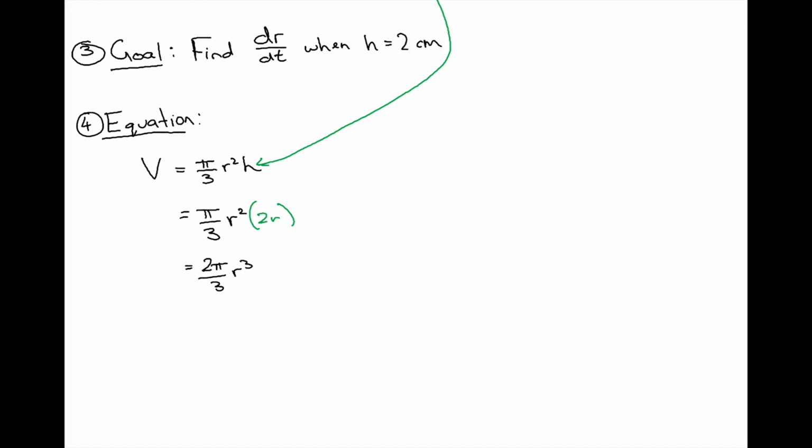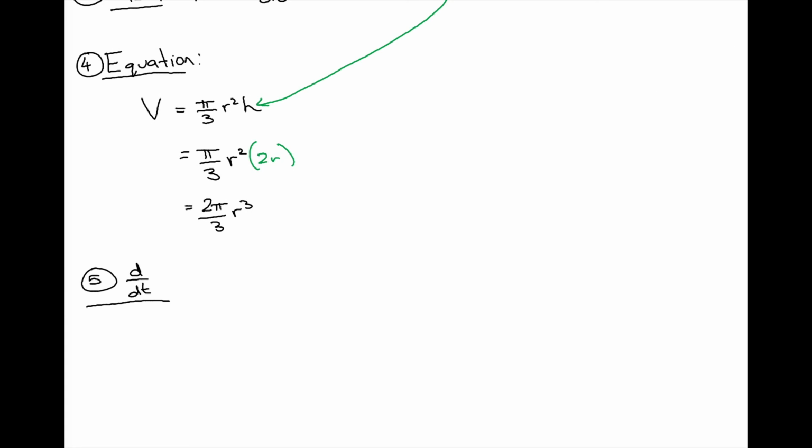Now we can, quote unquote, make this equation move by taking our derivative with respect to time. We will use implicit differentiation. So we'll have a dV/dt on the left-hand side, and on the right it's actually going to be quite nice: we're just going to have 2 pi r squared, using the power rule, times dr/dt. And remember, this dr/dt is what I'm trying to solve for.